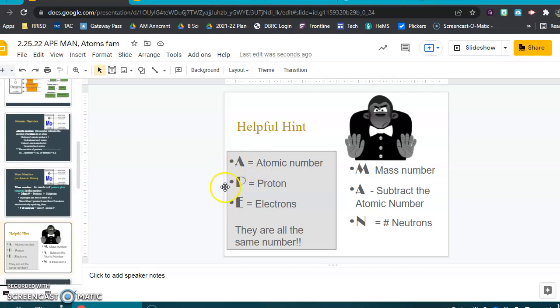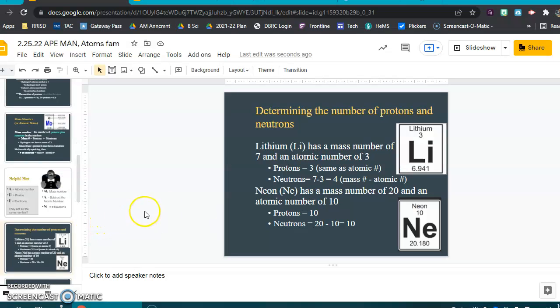So a helpful hint is that we call this the Ape Man: the atomic number, protons, and electrons are all the same number. And then over here we have the Man, the mass number, subtract the atomic number, and we come up with the number of neutrons. So how do we determine this again?